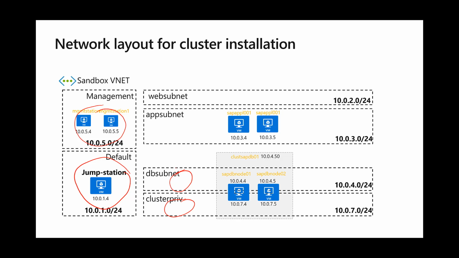And in the last video, we set up the first cluster resource, which we called cluster SAP DB01, on IP address 10.0.4.50. All these are obviously private IP addresses for the virtual machines and not public endpoints. And we have two more subnets, the app subnet for the application service, which we're going to look at in a later video, and the web subnet, which we may choose to use or not at a later point in time.